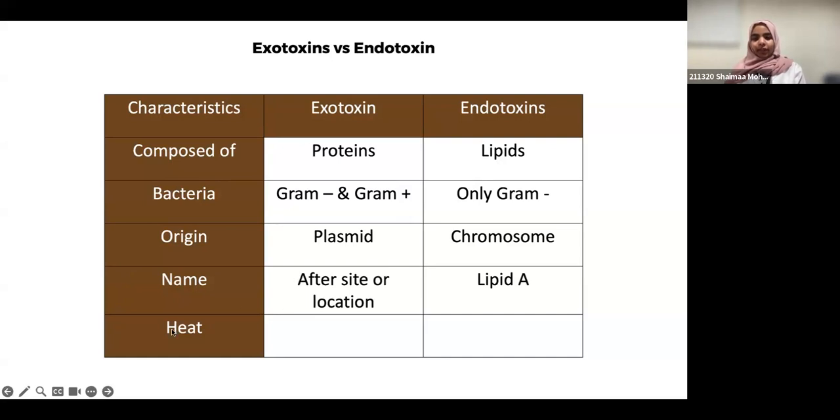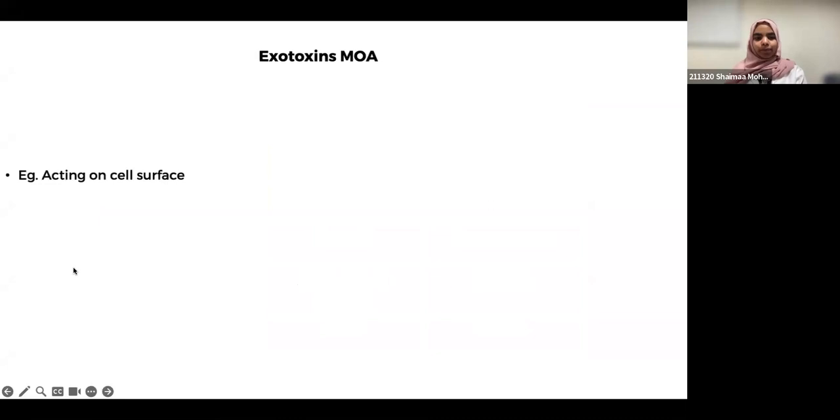What about exotoxin? Is it heat labile or stable? What are the two heat stable exotoxins? Staph aureus enterotoxin, and the heat stable toxin of E. coli. Okay, and endotoxins are heat stable. Okay, so now exotoxin, we said first mechanism is acting on cell surface. Type 1 exotoxin? Do you mean the one acting on cell surface? Sure.